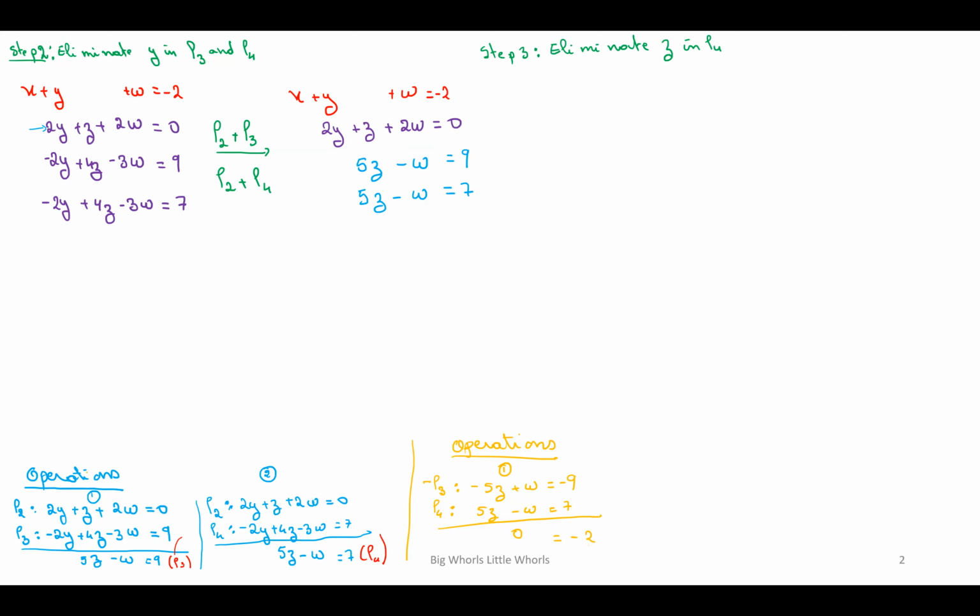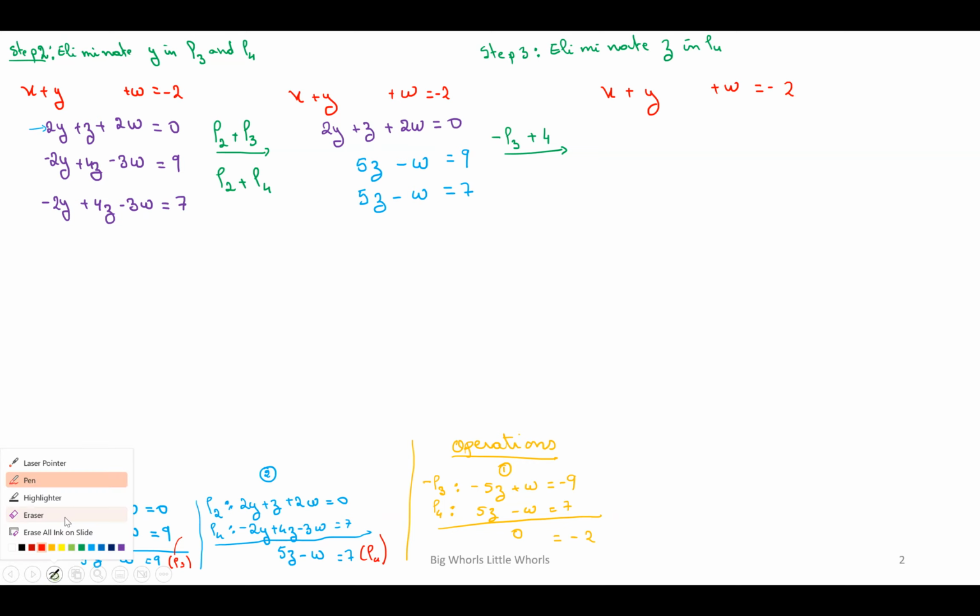Okay, so what have I done here? What Gaussian operation have I done? Minus row 3 plus row 4 gives us this. I have changed only row 4, okay? So I haven't changed row 1, so let's recopy things. x plus y plus w equals minus 2.